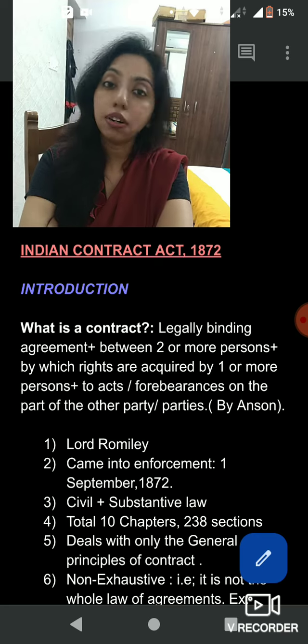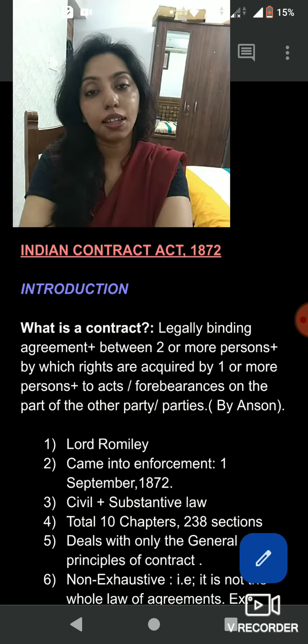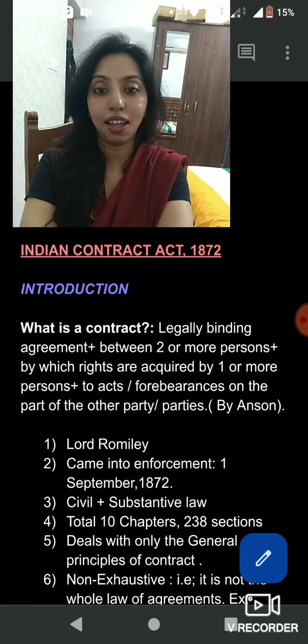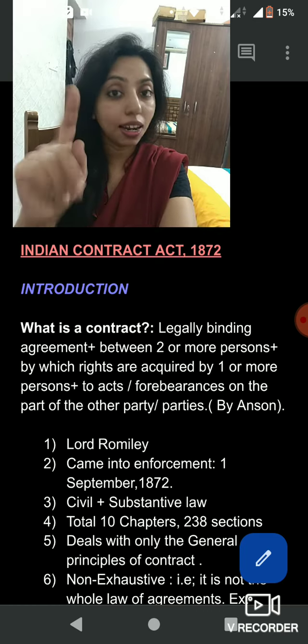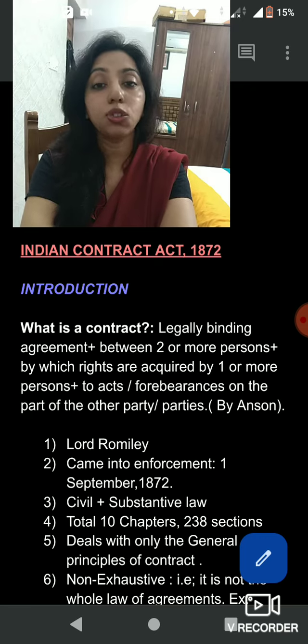So, what is a contract? The answer is obviously no to this question. But the thing is, what is a contract then? So, contract is a legally binding agreement between two or more persons by which the rights are acquired by one or more persons to the acts or forbearances on the part of the other party.